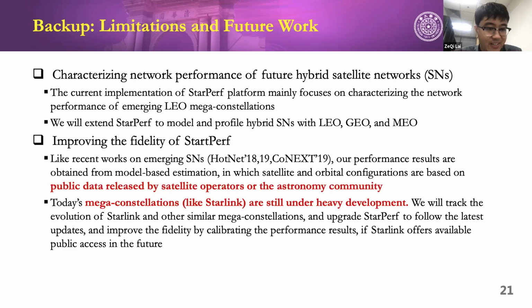Thank you very much for the good question. To be honest, currently our solution is a simulation platform, and like other recent works on emerging networks, for example those papers published at HotNets and CoNEXT, our performance results are obtained from model-based estimation, in which satellites and orbital configurations are based on public real data released by the satellite operators or the astronomy community. The difficulty is that today's mega constellations, for example Starlink and OneWeb, are still under very heavy development. Currently Starlink cannot provide any publicly available access, so we cannot get real data from there. So we just use estimation and the model base.